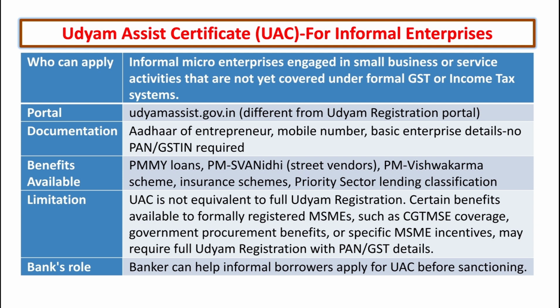Documentation: Aadhaar of entrepreneur, mobile number, basic enterprise details. No PAN or GSTIN required. Benefits available: PMMY loans, PM SVANidhi for street vendors, PM Vishwakarma scheme, insurance schemes, priority sector lending classification. Limitation: UAC is not equivalent to full Udyam registration. Certain benefits available to formally registered MSMEs such as CGTMSE coverage, government procurement benefits, or specific MSME incentives may require full Udyam registration.